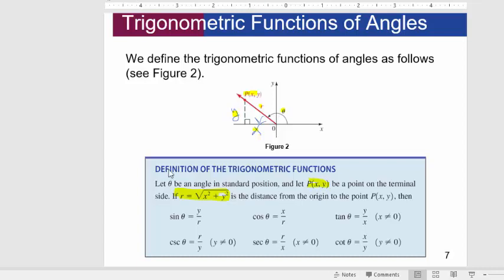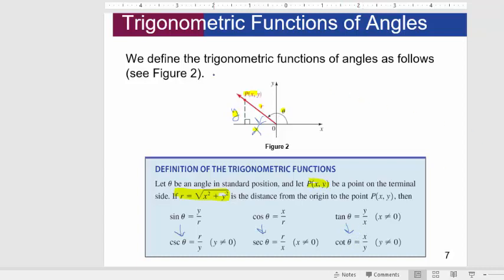So since you know cosecant is the reciprocal of sine, cosecant just becomes r over y. Secant is the reciprocal of cosine, so secant becomes r over x, and so on, right? Cotangent is the reciprocal of tangent, so cotangent is going to be x over y.